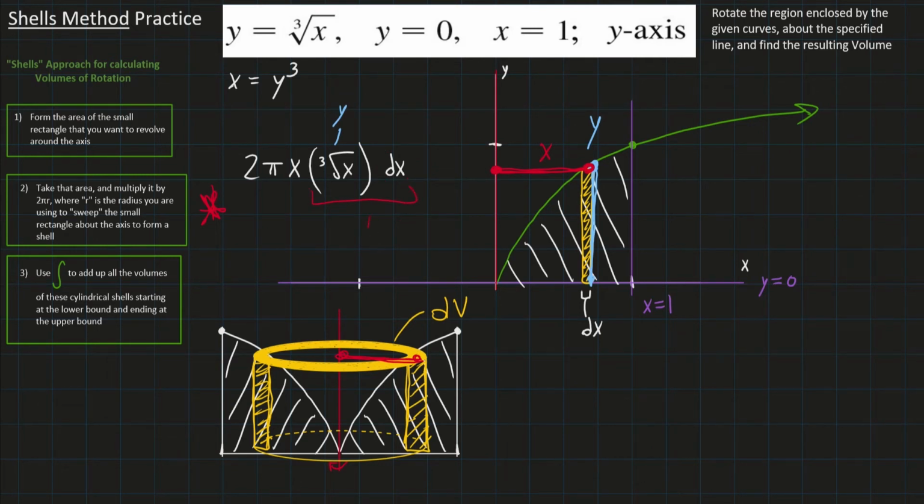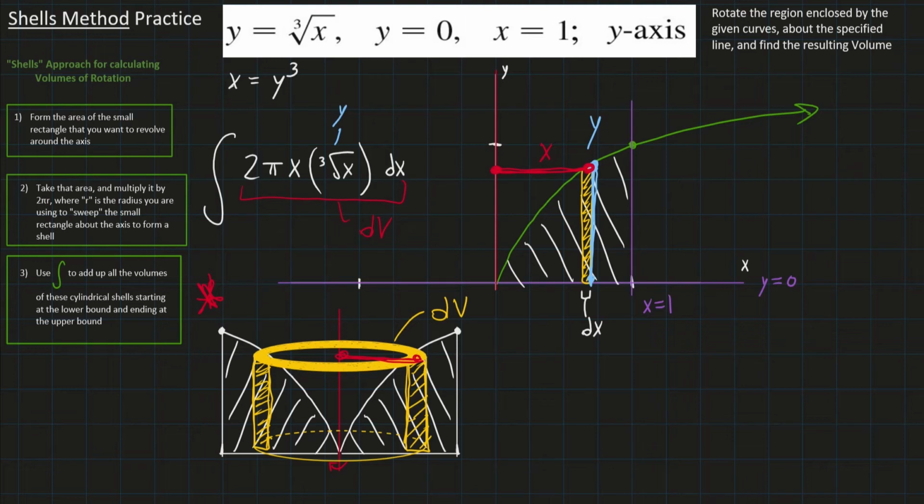So now that we've taken this small orange rectangle and rotated it about the y-axis with 2 pi r, where r is just x, now this whole thing represents the volume of one of our thin cylindrical shells, dV, tiny volume. And of course our last step is that we want to add up all of these thin shell volumes.